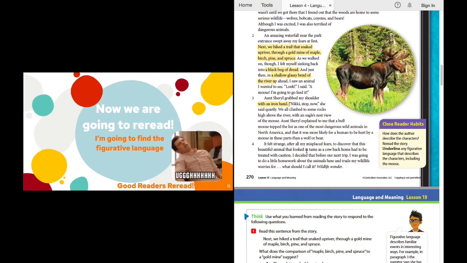Alright, so when we see the word like or as, we need to make sure we're focusing on that a little bit more because it's probably a simile. So, "this beautiful animal that looked as tame as a cow back home." The animal that she's referring to is a moose, right? So, the moose looked as tame as a cow back home. This phrase makes me think she's probably from somewhere where there's cows, and tame makes me think cows are kind of calm and a little bit more relaxed. The moose looks tame or calm. That's what the author is trying to say.